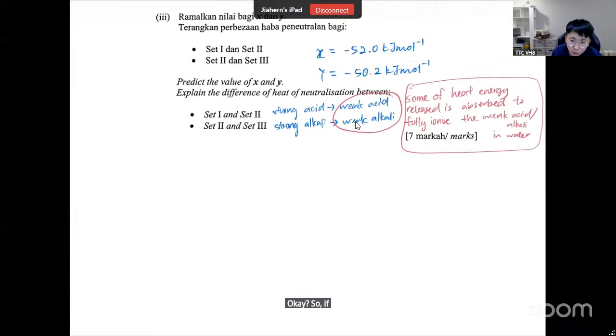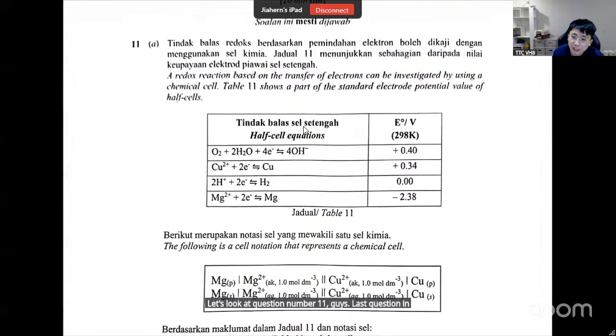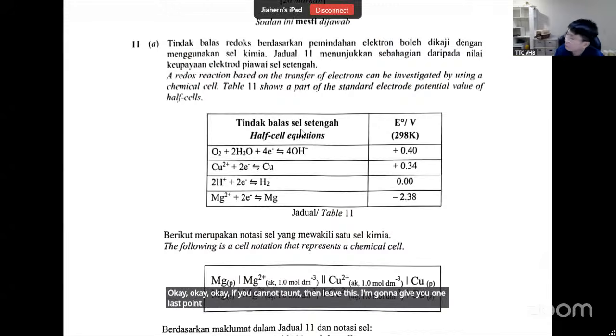So if you have no issue, let's look at question number 11, guys. Last question in here. Okay, basically last question is we have your why meow meow haven't sleep? Okay, a lot of people want to leave first. If you cannot tahan, then leave first. I'm gonna give you one last point, okay? Meow meow haven't sleep because I'm still talking.